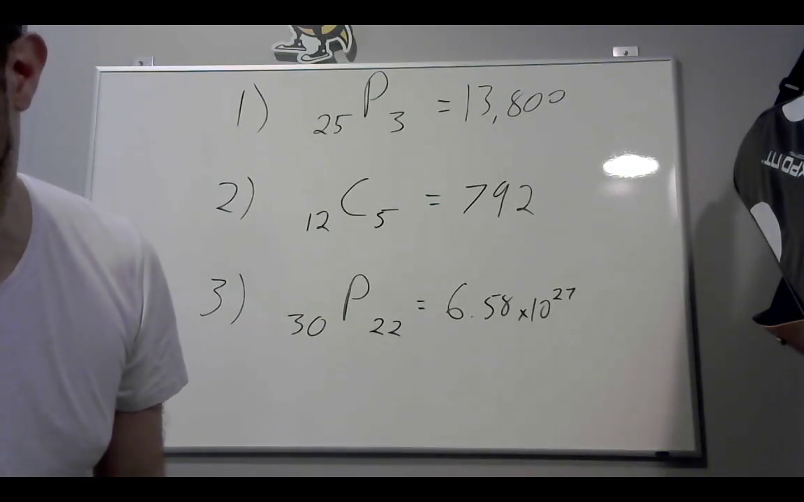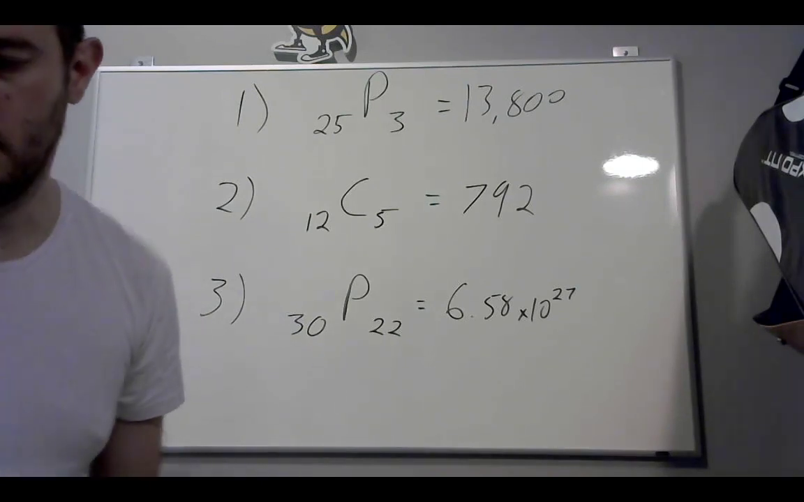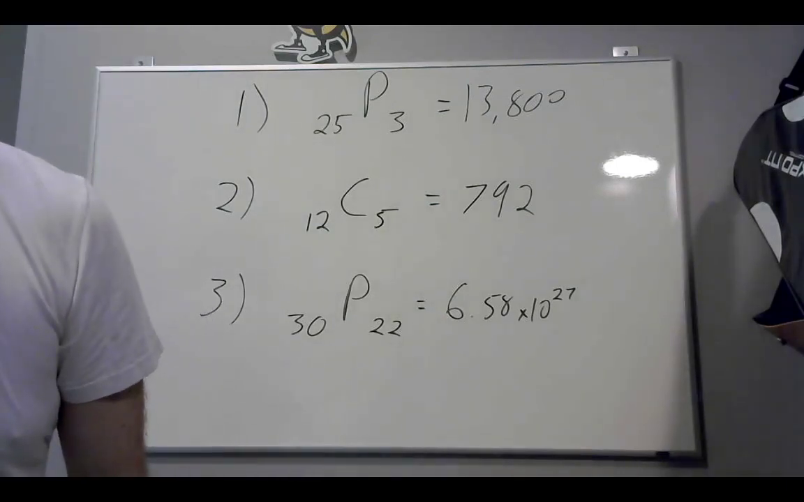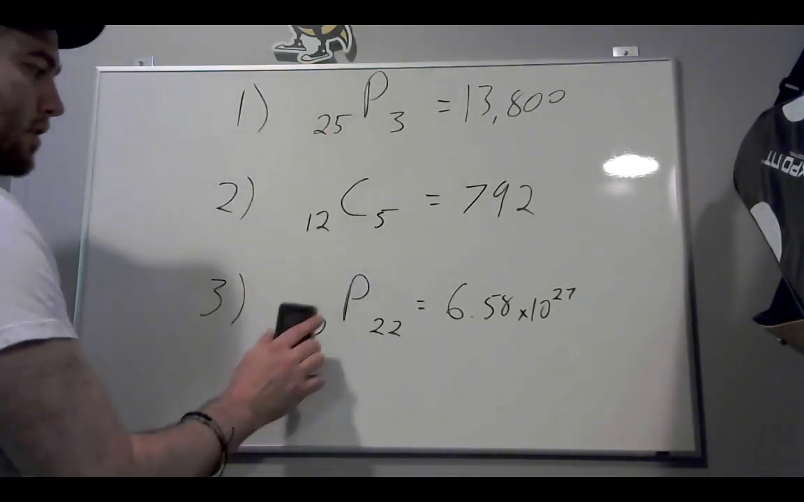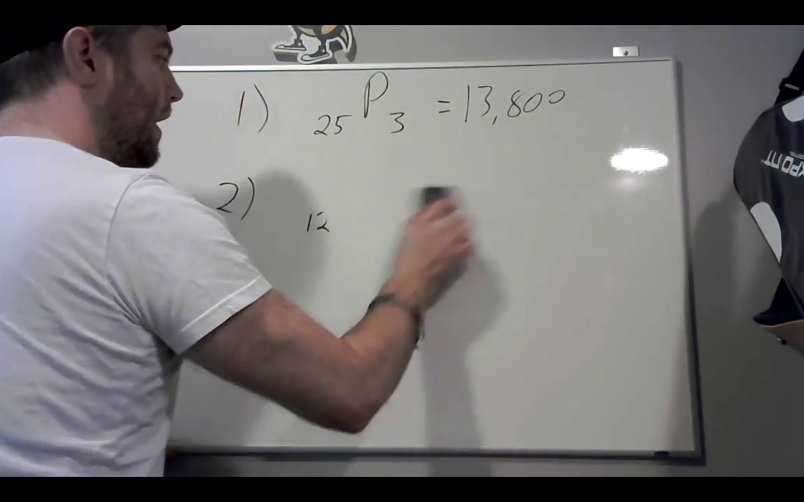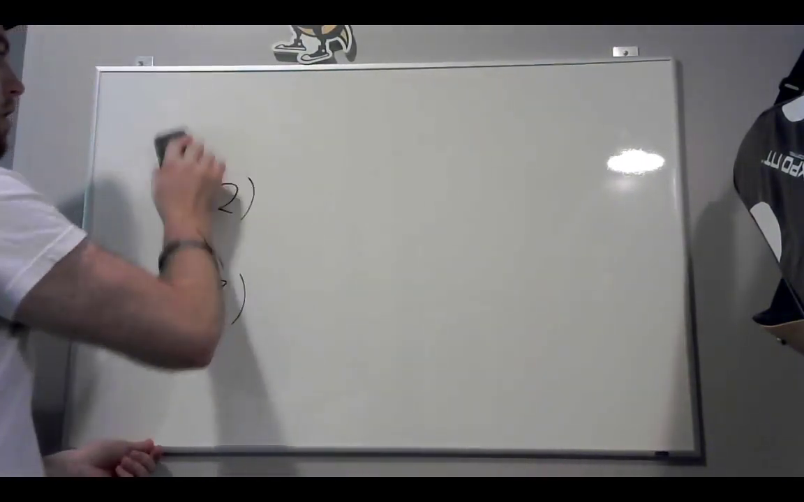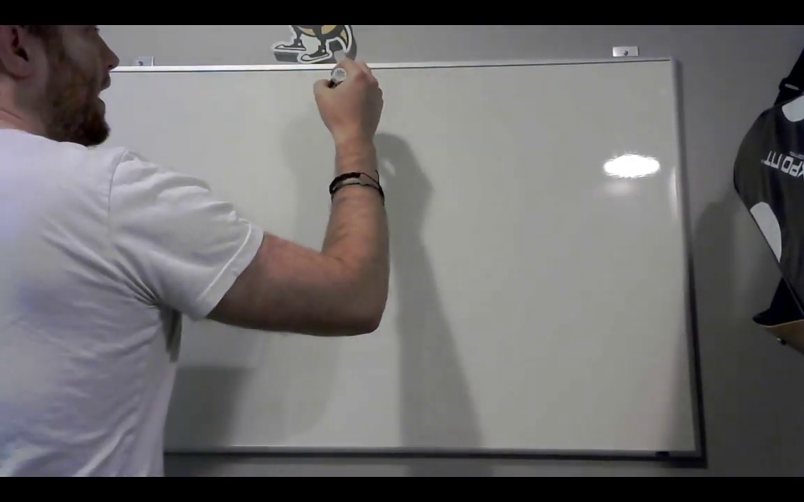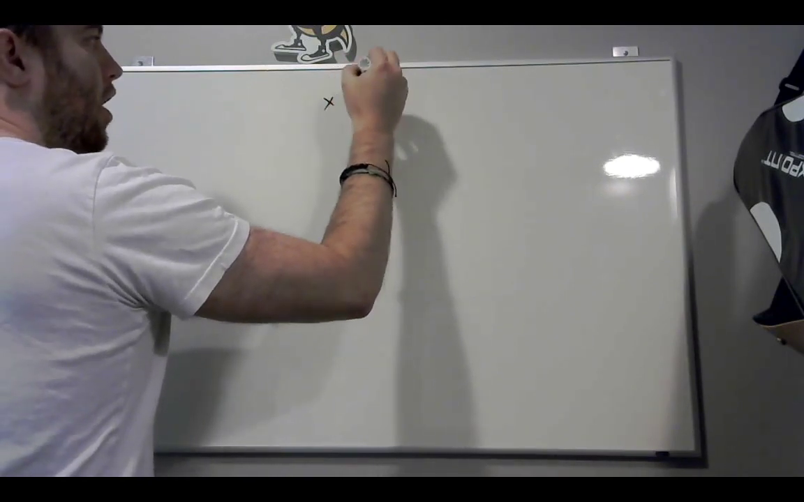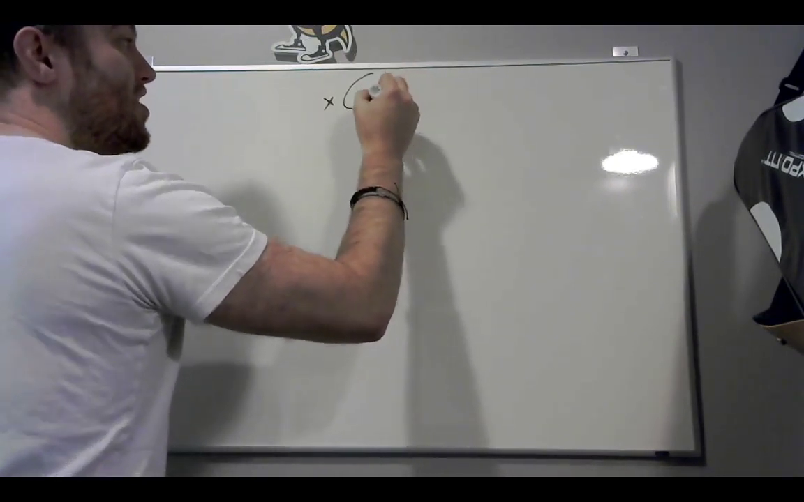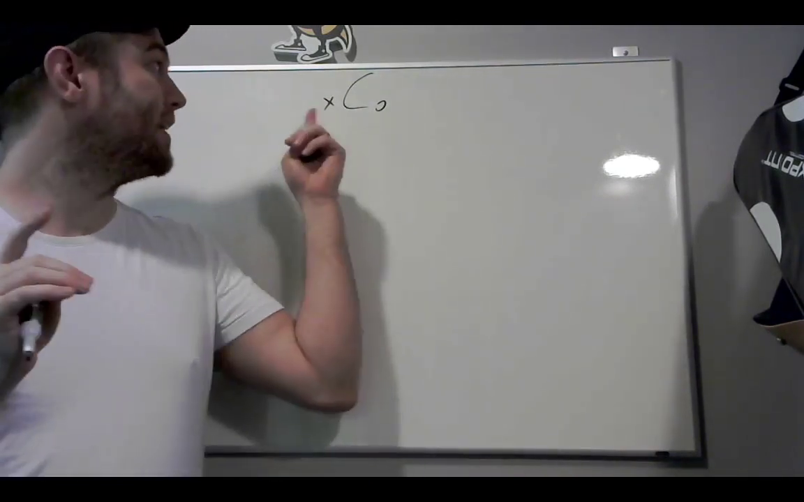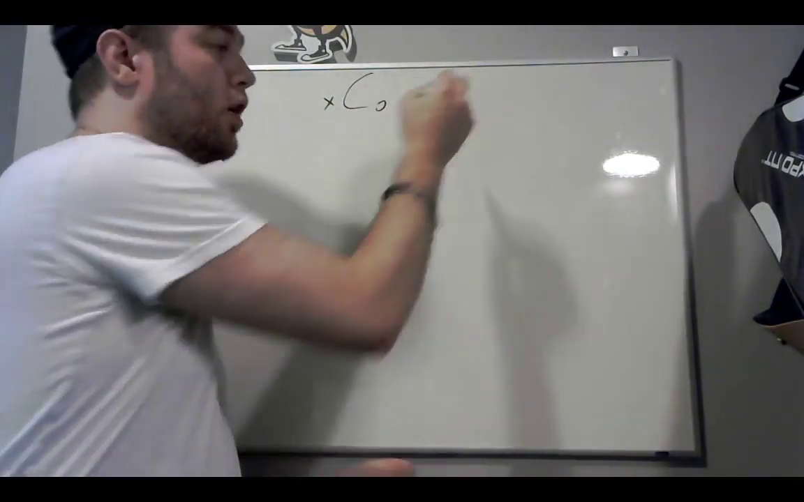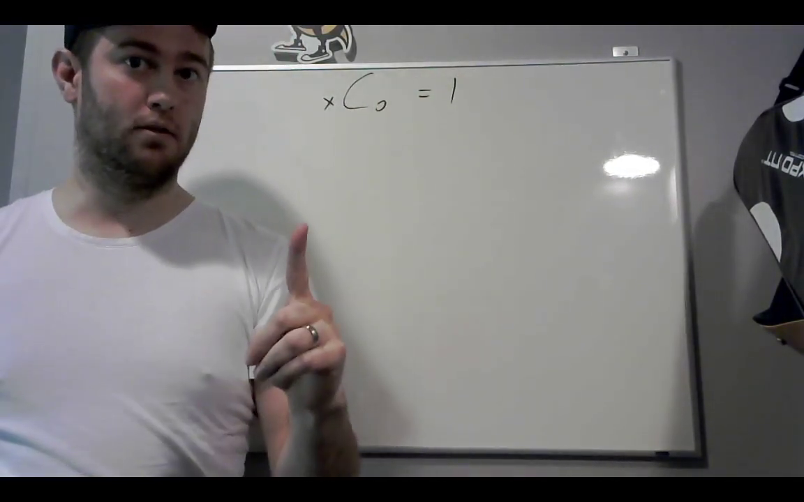So let's look at a couple more examples. One thing you need to understand about choosing objects is that there are two special cases. If I have, doesn't matter how many objects, and I'm choosing none of them, how many different ways can I choose no objects? That answer is always 1. There's only one way to choose nothing.